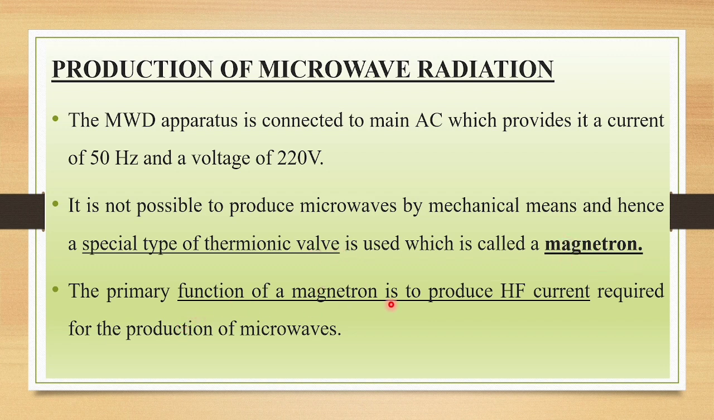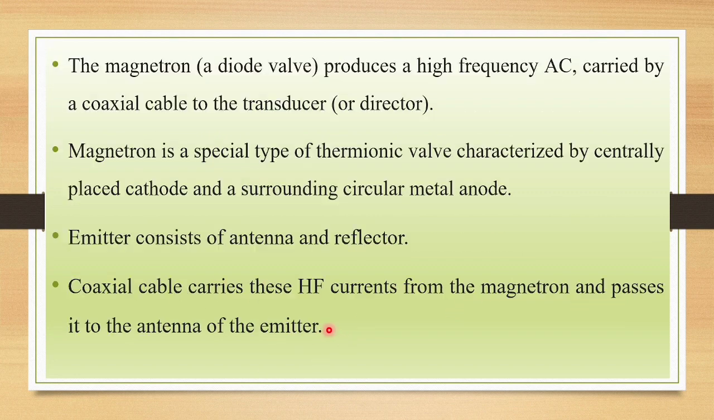The main function of the magnetron is to produce the high frequency current required for the production of microwaves. The magnetron, which is a diode valve, produces a high frequency alternating current carried by a coaxial cable to the transducer or director. The magnetron is a special type of thermionic valve characterized by a centrally placed cathode and a surrounding circular metal anode.